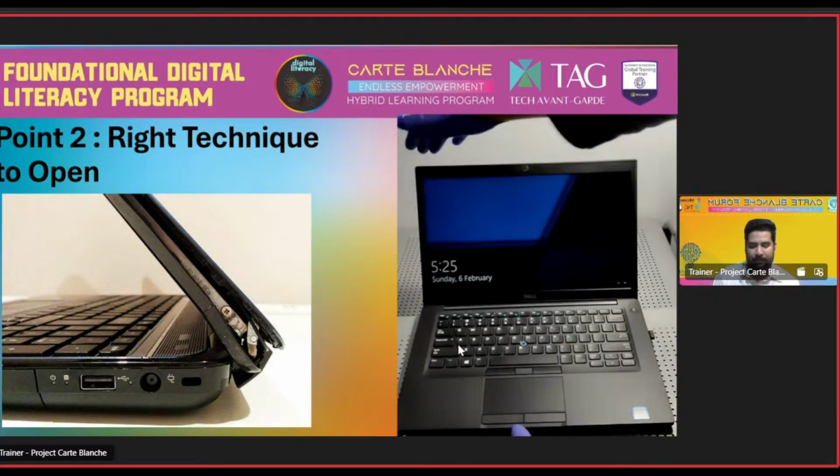If you try to open from the sides, okay, what will happen? On the other side, it will create a big pressure and it will immediately damage. You will not even realize it, but it will get damaged, right?